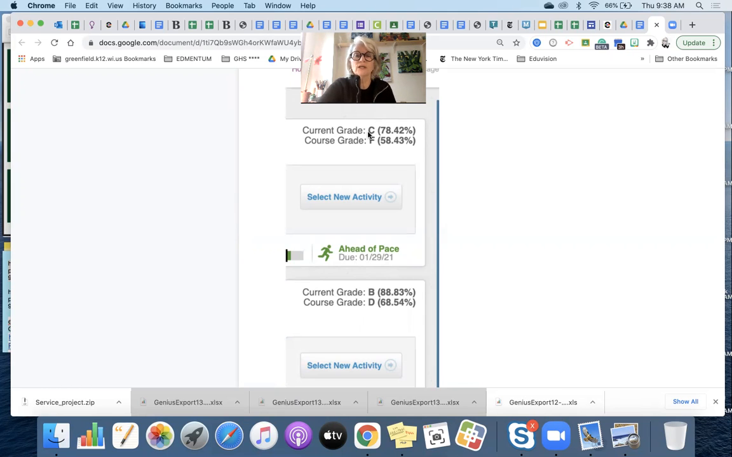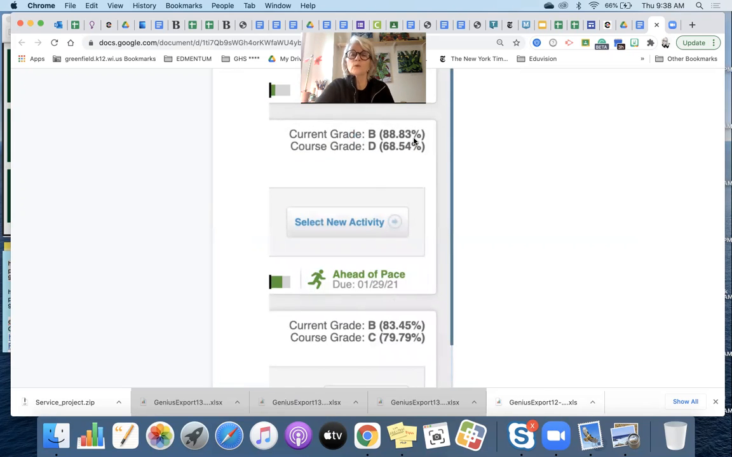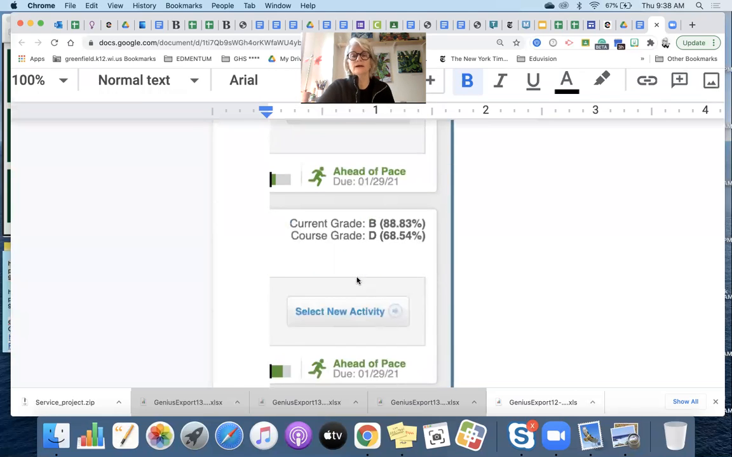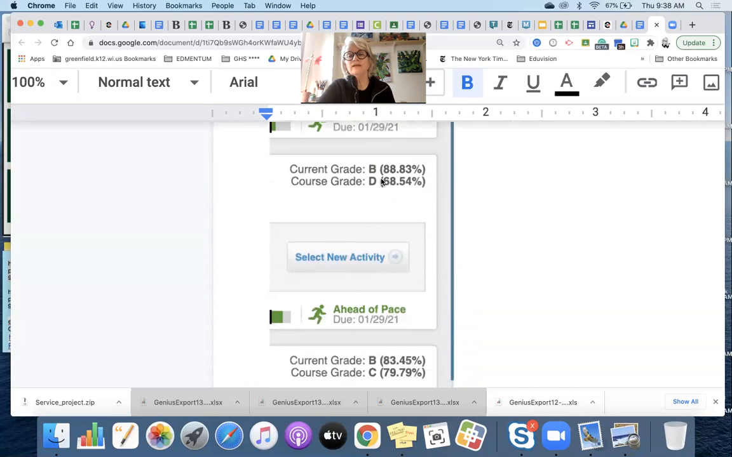Okay, so let's look at this another way. This person's current grade is a B. They've been doing really good. They just have zeros because they haven't finished the course yet. Now, if the top grade is lower than a B, and your bottom grade is an F, you may be very far behind. This person is ahead of pace. Okay, so when they take that exam, it's going to bring their grade up, if that's the last thing that they have to do.